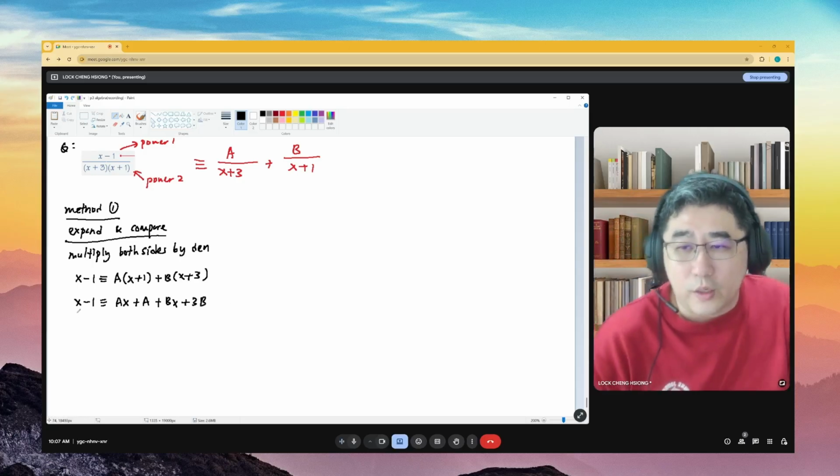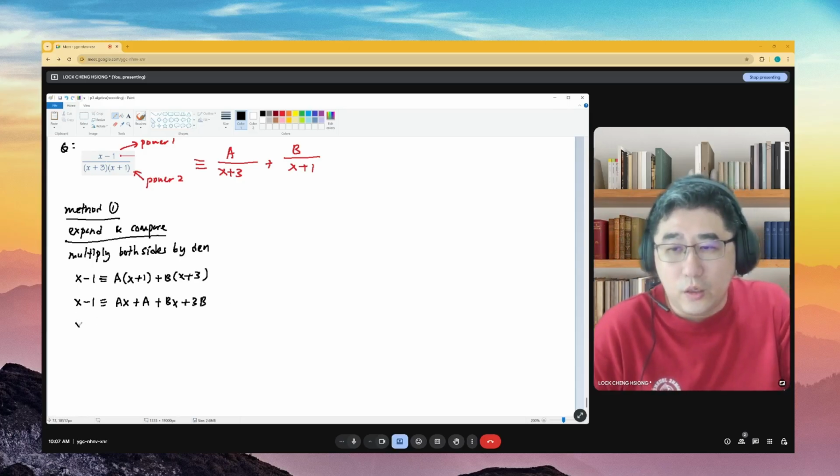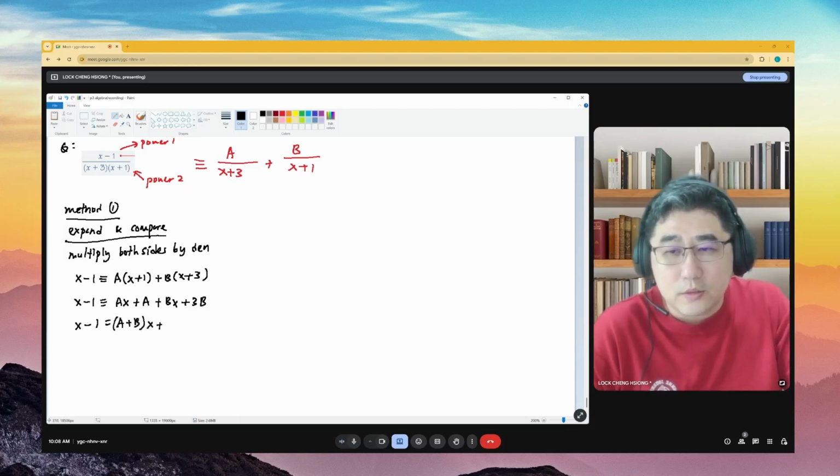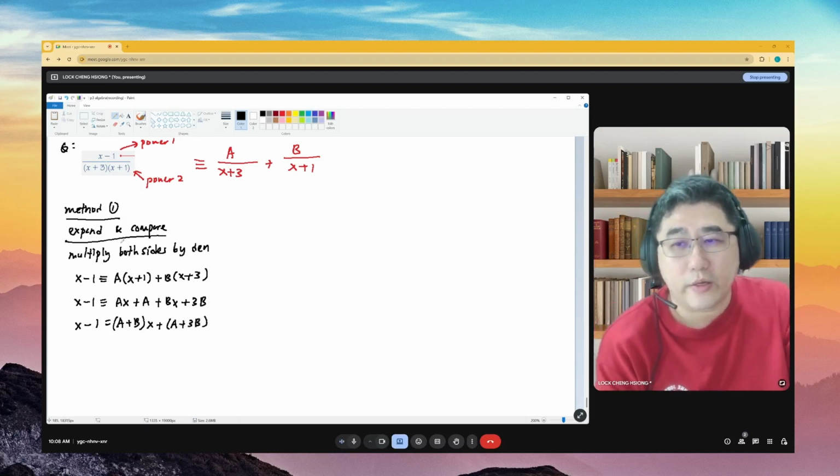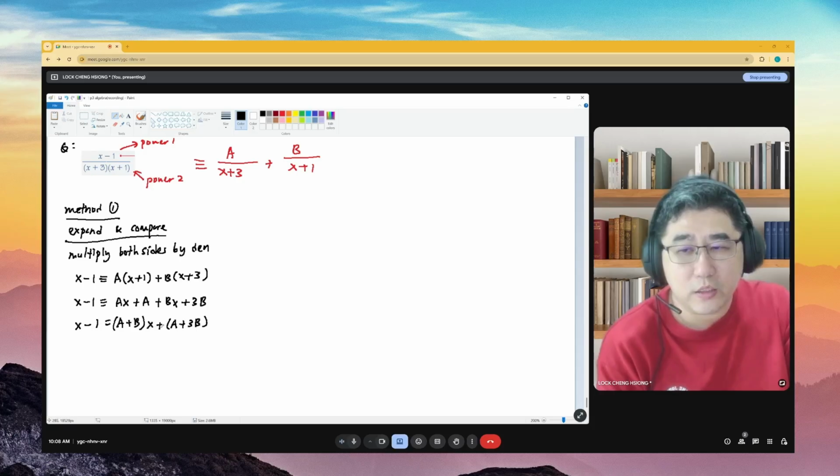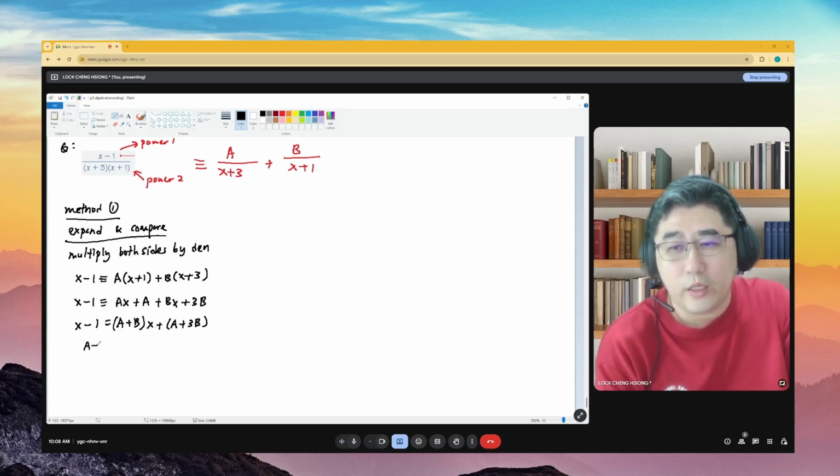Then after that, I simplify them and combine the like terms together. I have a plus bx plus a plus 3b. The method is called expand and compare. So after I expanded, of course, I need to do comparison. So I have a plus b equals to 1, and I will have a plus 3b equals to minus 1.